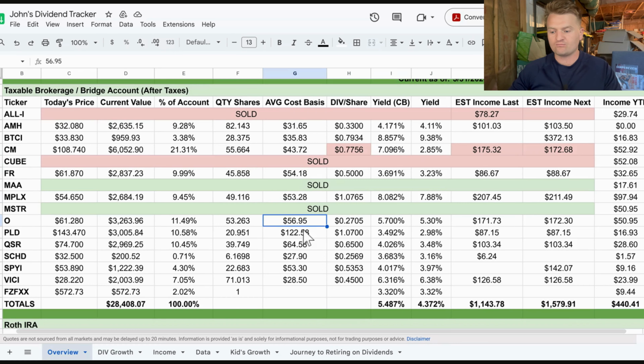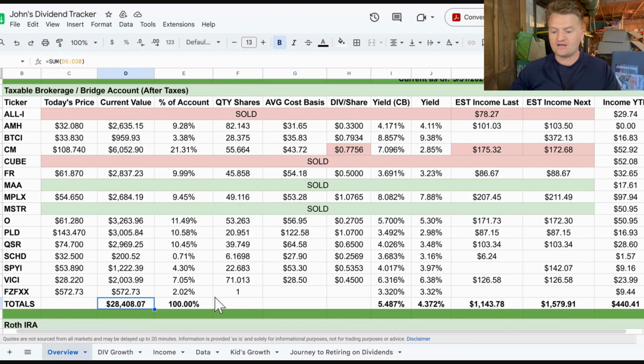We have Realty Income Corp, a monthly dividend payer, PLD, QSR, a Canadian company that owns many popular chains out there, SCHD, SPYI, and VC Properties. Again, SPYI is also a new pickup. It's kind of the same reasons as Bitcoin, but I view it as a little more conservative relative to the BTCI, just because it deals in the S&P 500.